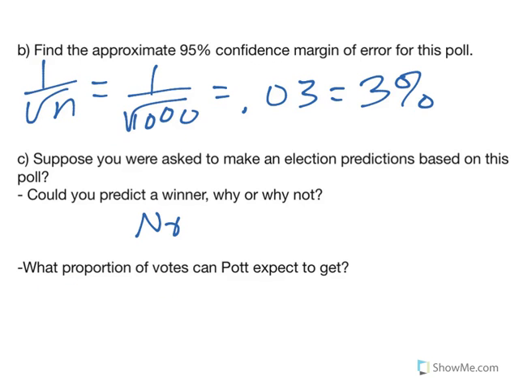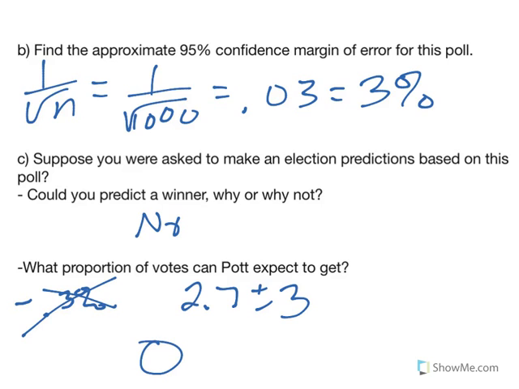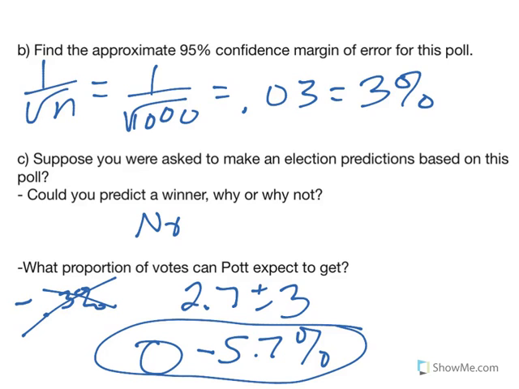And what proportion of votes can Pot expect to get? Well, Pot's at 2.7, and then we got a plus or minus 3%. Now we're talking about votes. If you subtract 3 from this, you get negative 0.3. Can you have a negative percent in terms of votes? No. The smallest number of votes you can get is 0, right? That's nobody votes for you. So if you subtract, it can't be negative, so it would be 0 to 5.7 is the votes that Pot can expect to get. Probably not going to win.